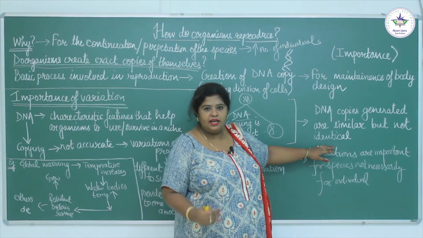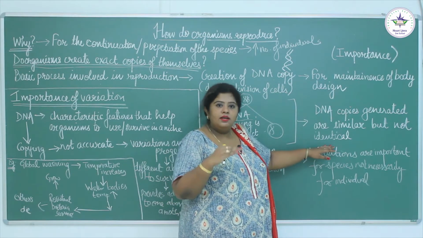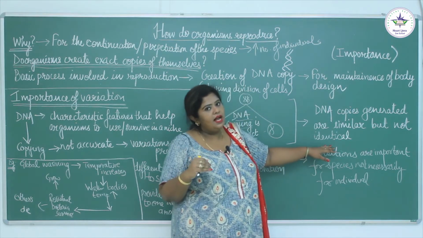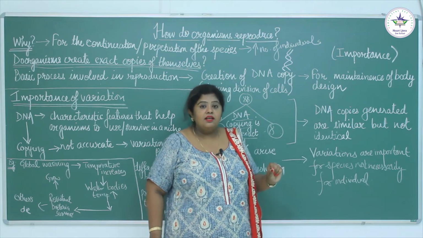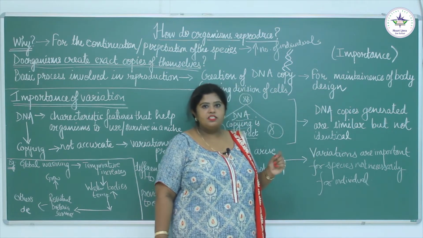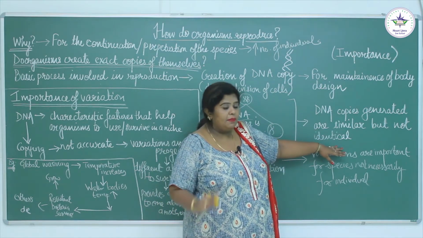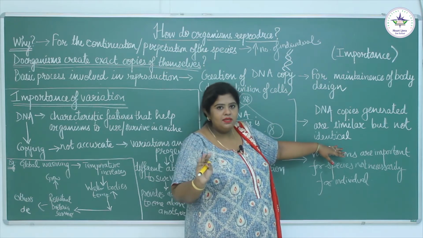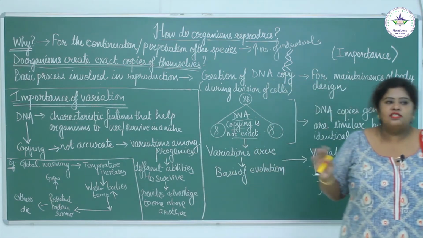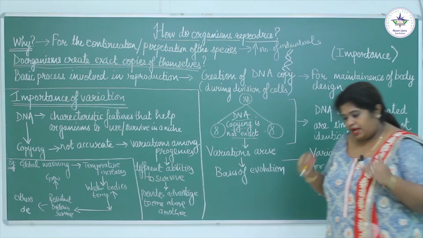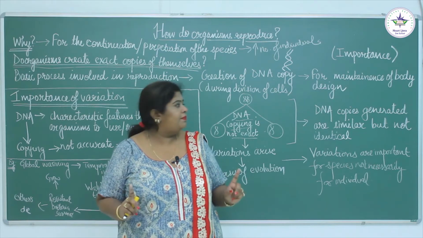We usually say that beti maa pe gayi hai, the daughter has gone on her mother, or the son has gone on his father. That means there is a similarity. The nose can be similar, the eyes can be similar, the hair can be similar, but they are not identical, mind you. It never happens, as I said, that Aishwarya Rai produces another Aishwarya Rai or Amitabh Bachchan produces another Amitabh Bachchan. The progenies may look like their parents, but they can never be identical.